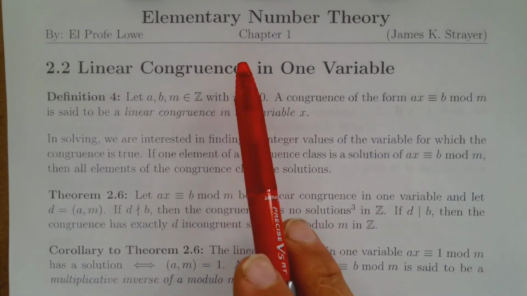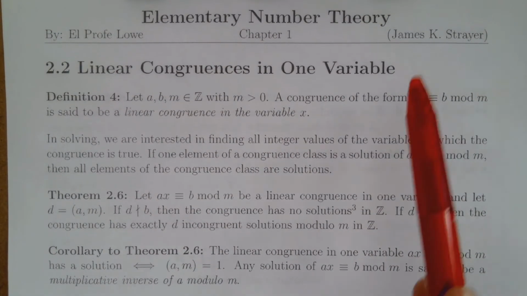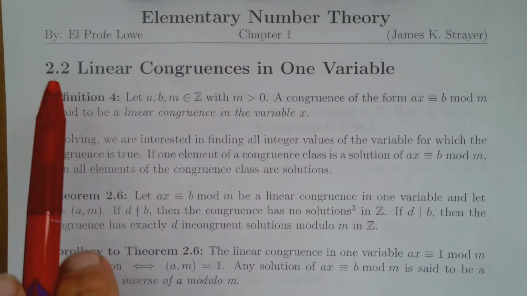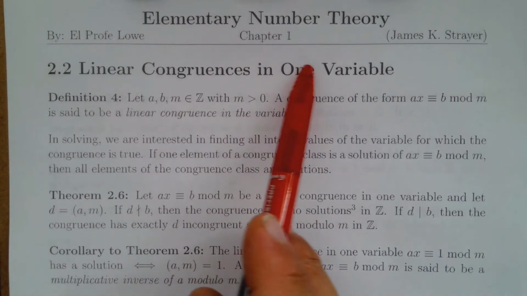Doing some elementary number theory here, using the text by James K. Strayer as a reference. We're going to be talking about linear congruences in one variable.